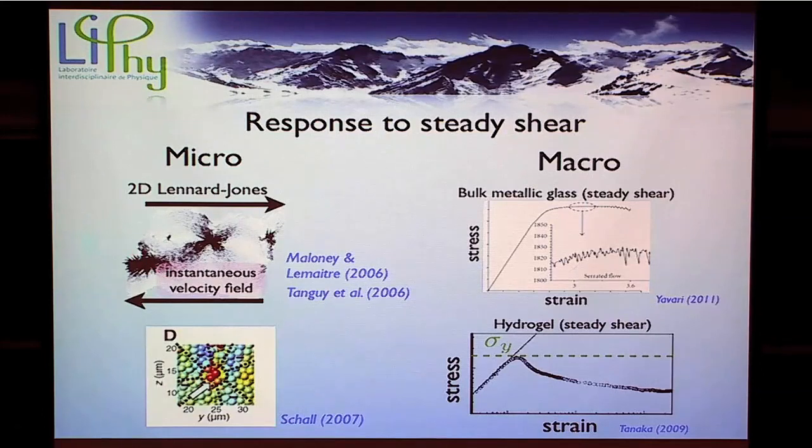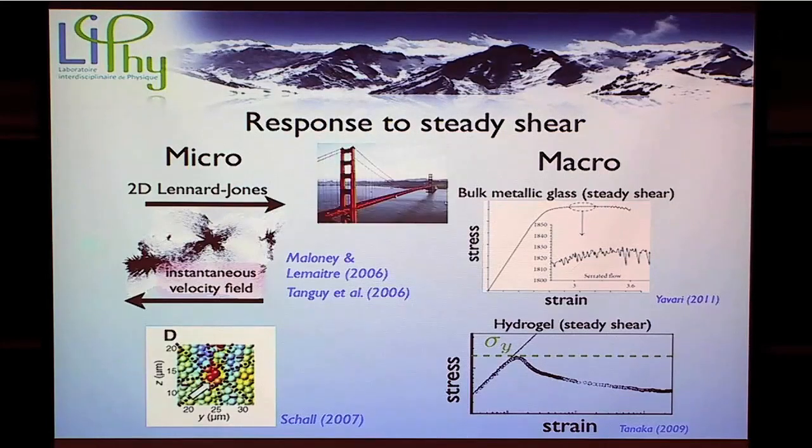On the macroscopic scale, what people look at, for example, is the stress versus strain curve, and you see something that looks pretty much like an elastic response, and then you have yielding. You can see this in hard materials, but also in gels, for example. So when talking about soft materials, I think pretty much everybody, maybe 97%, in this room agrees on this picture of localized events.